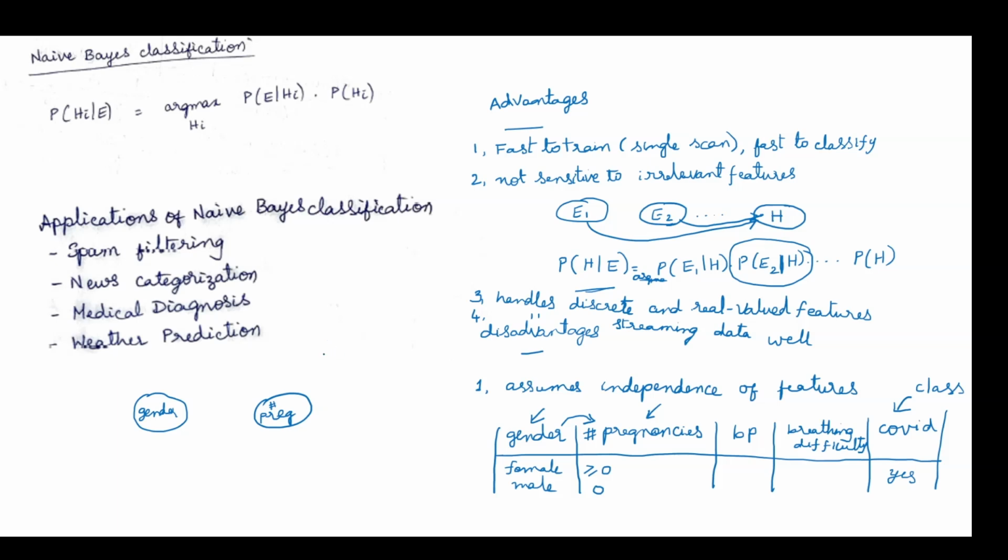In the next step, we will discuss Bayesian networks, which address this drawback of naive Bayesian classification. They acknowledge the dependence among features. So gender equal to female has a bearing on the number of pregnancies and so on. That we will discuss in the next video.